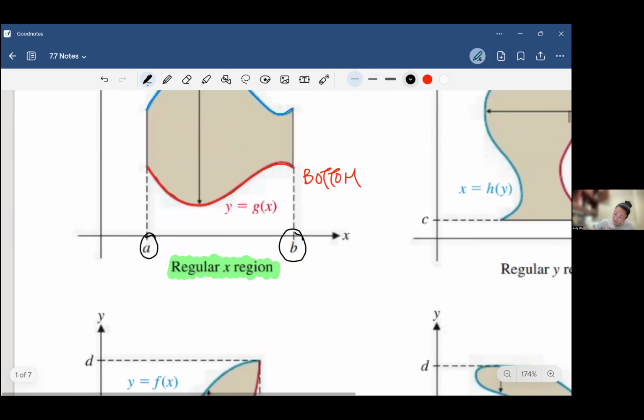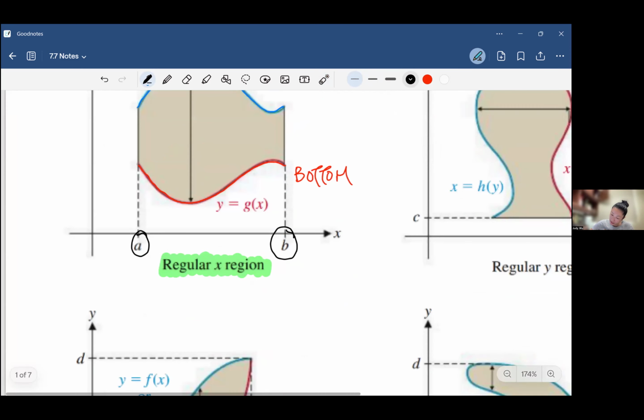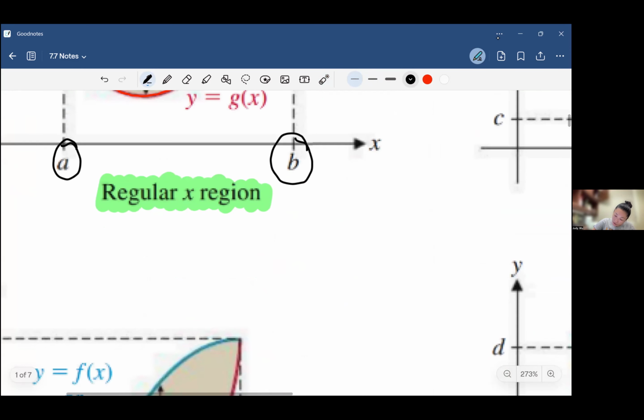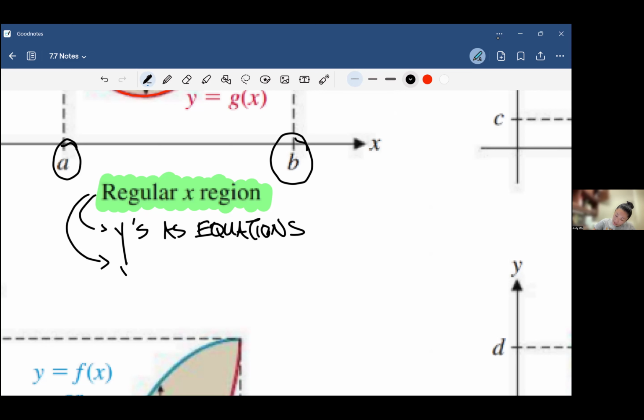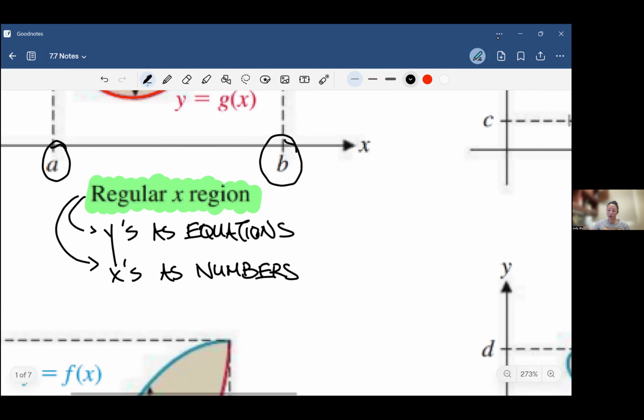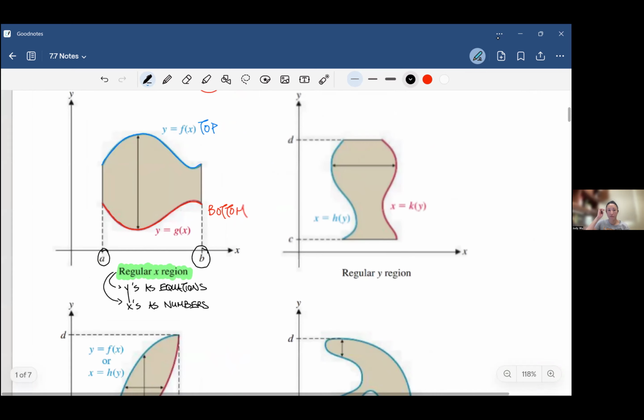So let's write that down. Where should we put it? I'll squeeze it in here. Regular x region has y's as equations, and it has x's as numbers. Okay, so y's as equations and x's as numbers.